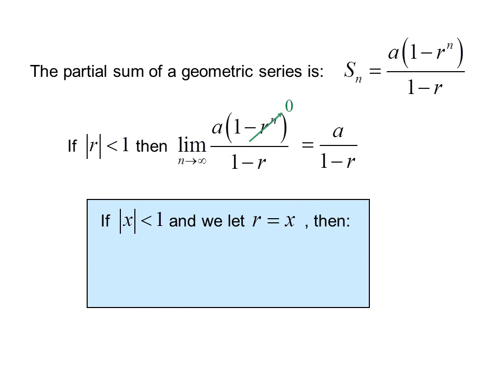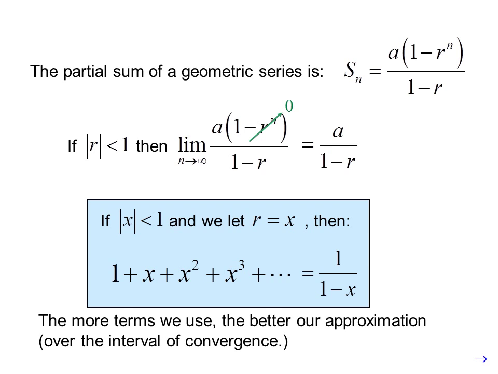If the absolute value of x is less than 1 and we let r equal x, then we'd have this series, 1 plus x plus x squared plus x cubed plus dot dot dot, which sums to 1 over 1 minus x. The more terms we use, the better our approximation over the interval of convergence.